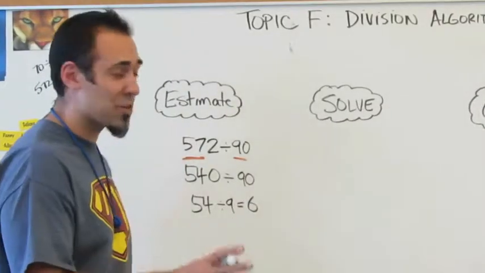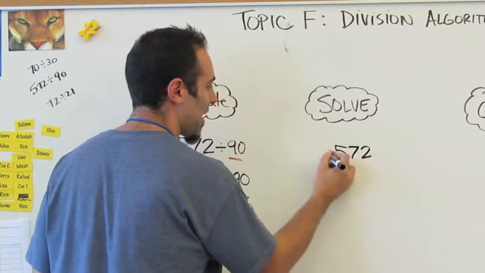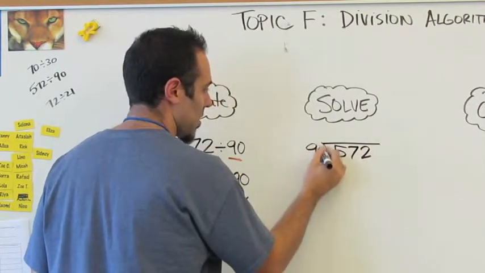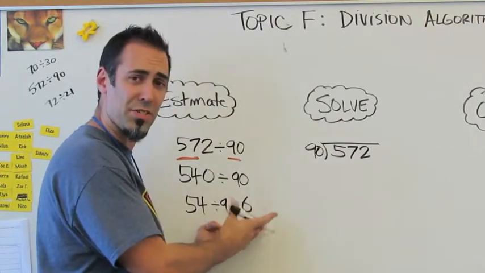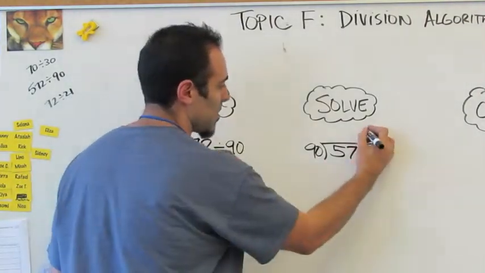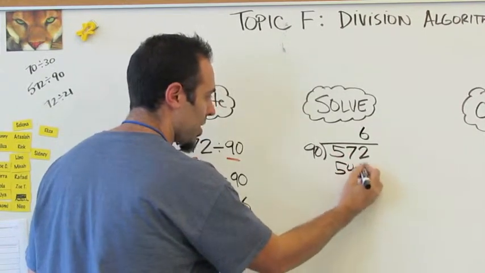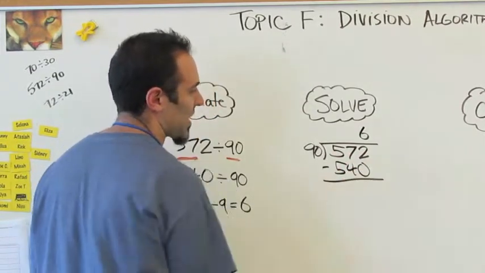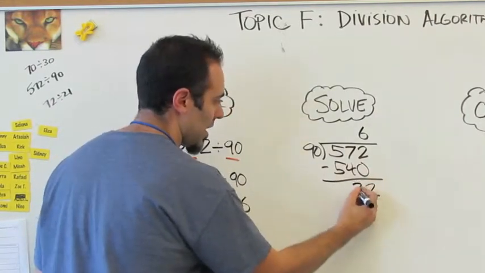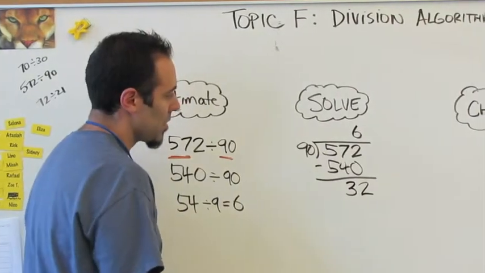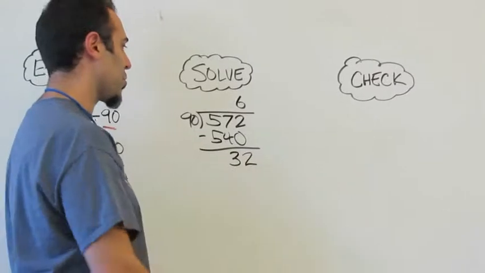So, now to solve it using the standard algorithm. 572 divided by 90. I know because I estimated that my starting point is multiplying 90 by 6. So, 6 times 90 is going to be 540. Subtract that from 572, I get 32. Now, that's my remainder. I'm going to go to the next step, which is to check it.